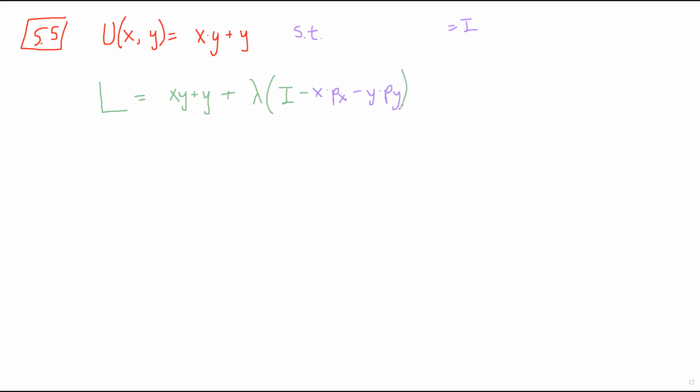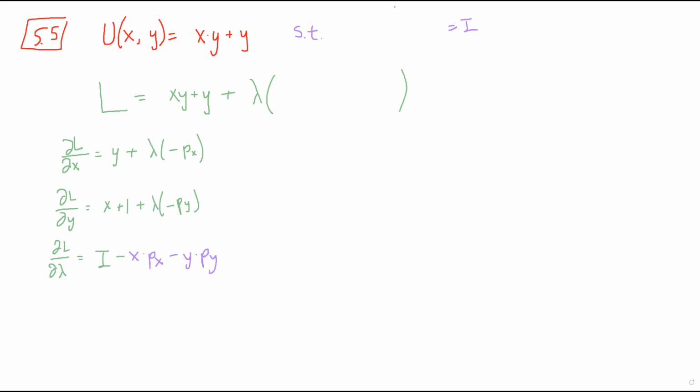Boom. Okay. I take the first partial derivative of L with respect to x. That gives me y plus lambda times negative px. I take the partial derivative of L with respect to y. That would give me x plus 1 plus lambda times negative py. And then I take the partial derivative of L with respect to lambda, but that, unsurprisingly, as always, just gives me my constraint. Okay, next step is to set all of these equal to 0 and solve the system.